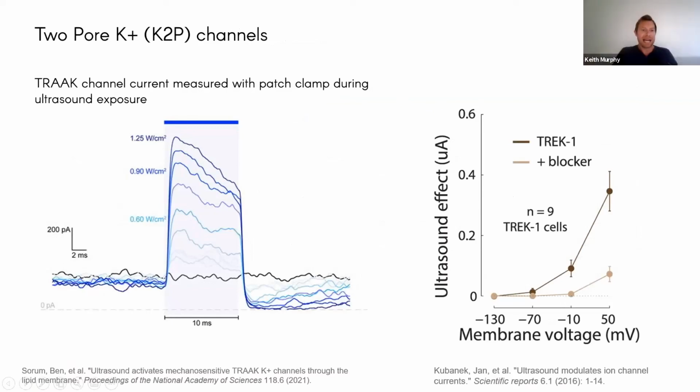Two pore potassium channels are the next one. So these fall into that K2P channel group I mentioned. And I just wanted to show you another example of how people have tested this with ultrasound. So here, a patch clamp was done specifically while expressing high levels of the TRAAK channel. And here you can see the current in picoamperes across the membrane, and at baseline, they all look the same. And as you increase the intensity of ultrasound, measured in watts per centimeter squared, you get much larger currents across these potassium channels.